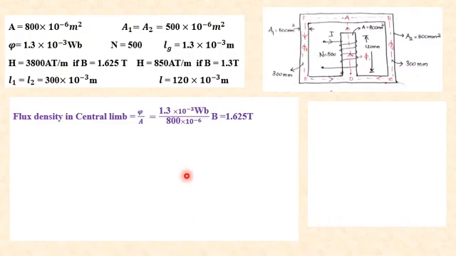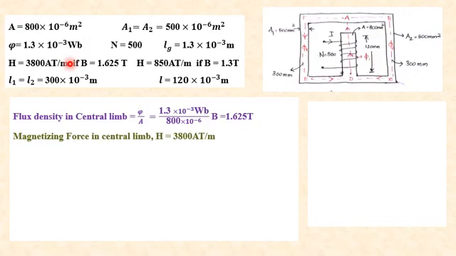The flux density in the central limb will be the flux in the central limb divided by the area of cross section of the central limb, which we got as 1.625 Tesla. In the question it is given that if the flux density is 1.625 Tesla, then the value of H must be 3800. So the magnetizing force, or H, in the central limb is 3800 ampere turns per meter.